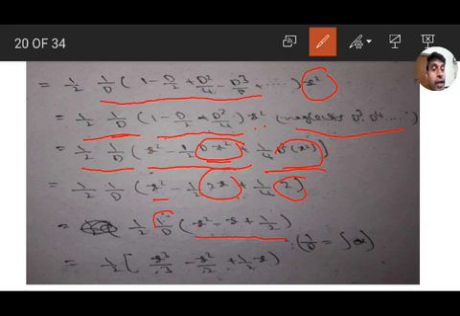Next, 1/D. 1/D of, where D means derivative, 1/D means integration, the inverse of derivative. So integration, that is 1/2 times the integration of x square, x cube by 3; x integration, x square by 2; 1/2 integration, 1/2 x. We get LCM as 6: 2x cube minus 3x square plus 3x.